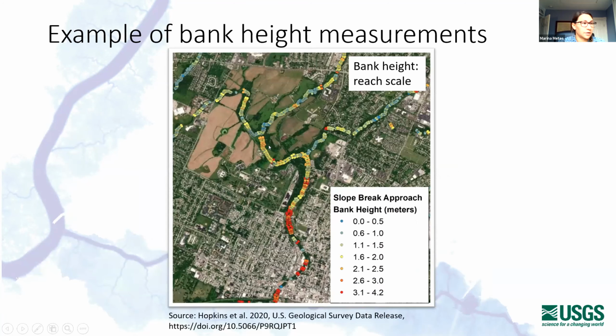This shows you an example of a stream going through a more agricultural area, and then as it moves downstream into this more urban area, we see much larger bank heights, which is a pattern that we would expect to see if this channel is getting more incised in this urban area. But this just gives you an idea of the detail that we can see by being able to measure this information at such a fine scale.